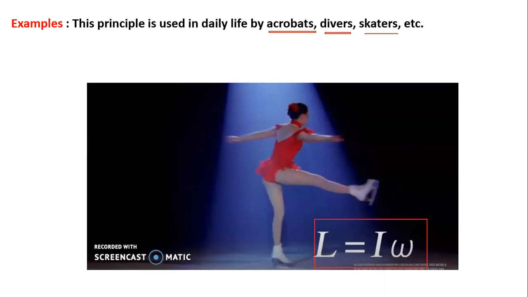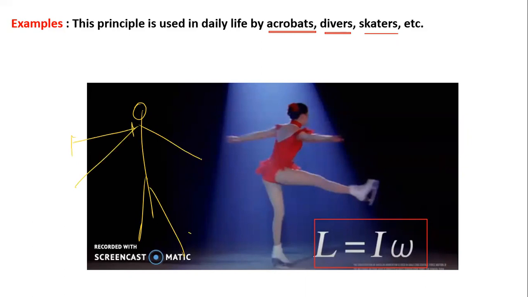Now we consider one example of conservation of angular momentum: the ballet dancer. A ballet dancer uses this principle of conservation of angular momentum during dancing. How do they use it? Let me explain here with a simple diagram. When we consider this ballet dancer, and the hands are outstretched, this distance is greater.